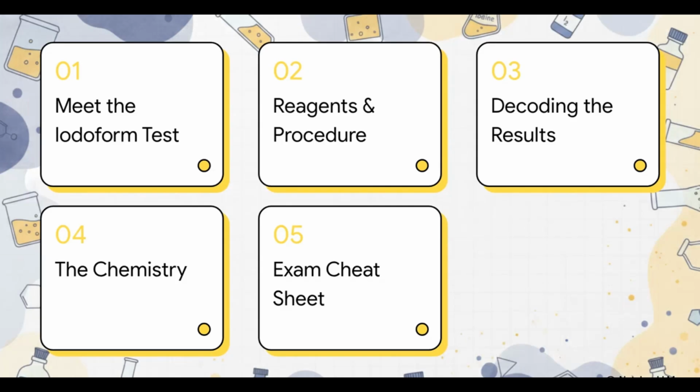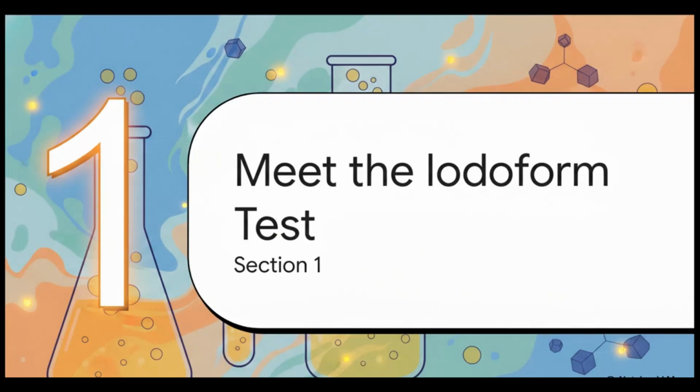So here's our game plan for today. We'll start by meeting the iodoform test, then go over the reagents and procedure, decode the results, dig into the underlying chemistry, and finish up with your ultimate exam cheat sheet. Let's dive right in. All right, section 1.